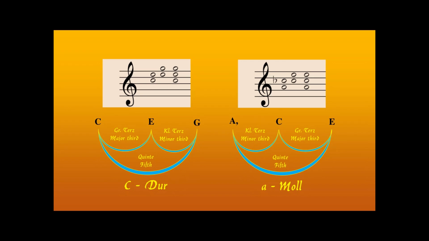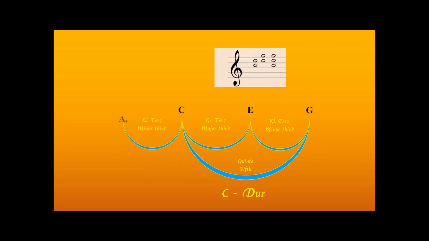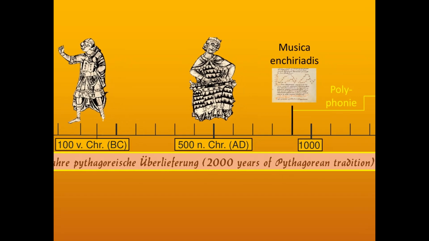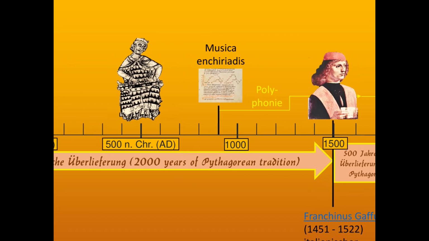With the parallel keys in major and minor, here C major and A minor, the way was clear for the development of the circle of fifths and the tempered scale. Music took off in a way that we probably won't see again in 1,000 years.